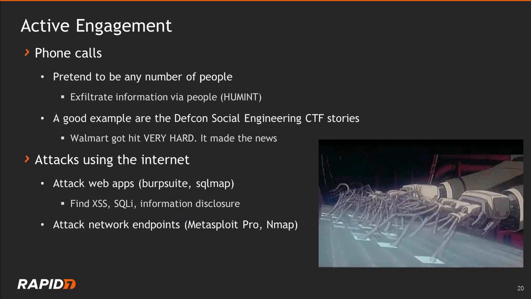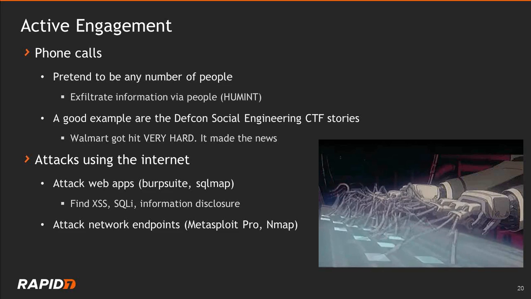Active engagements, you'll have phone calls. You'll have people walking into buildings in disguises. You've probably heard lots of stories of people walking in dressed as a UPS guy or just as a copier repair guy, and being able to sort of freely move about the cabin once they get past the receptionist.